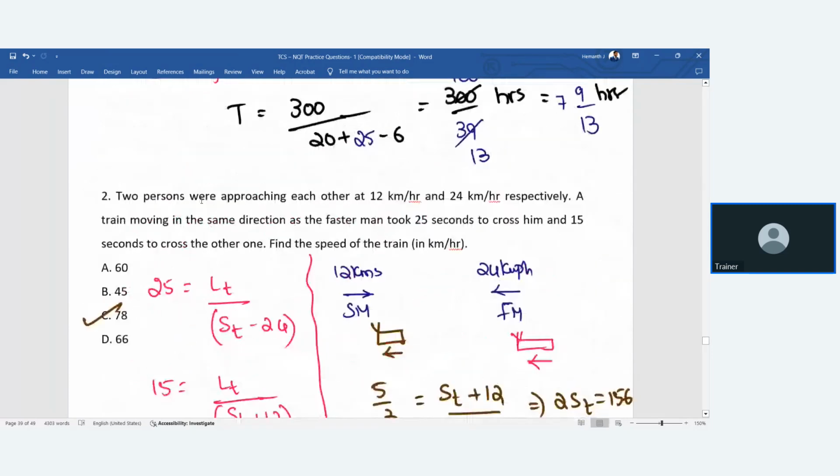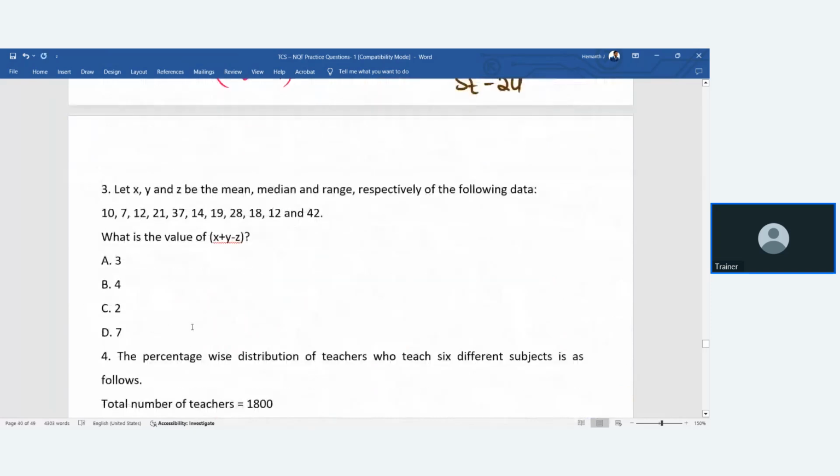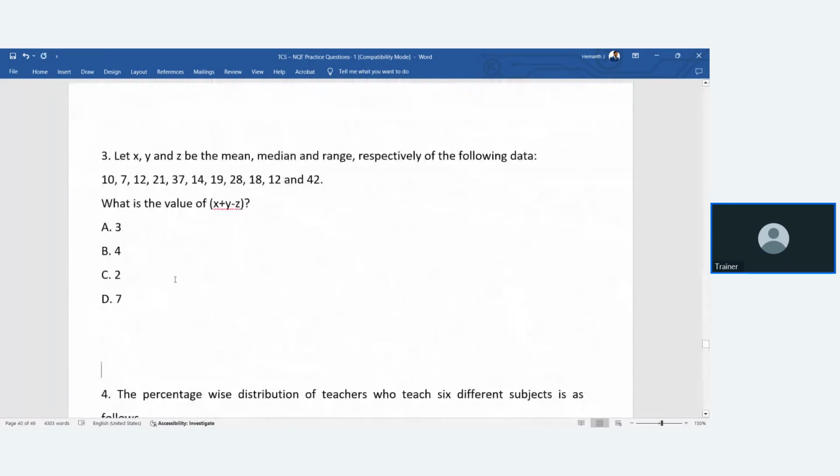Next question, mean, mode, median, range, all those are given. For this data, Z is nothing but the range. Range is very simple. Highest among this, if I am not wrong, 42, minus lowest among this, 7, which is 35. Z value is 35. Okay. Y is nothing but the median. What is to be done for the median? We have to put them in proper order.